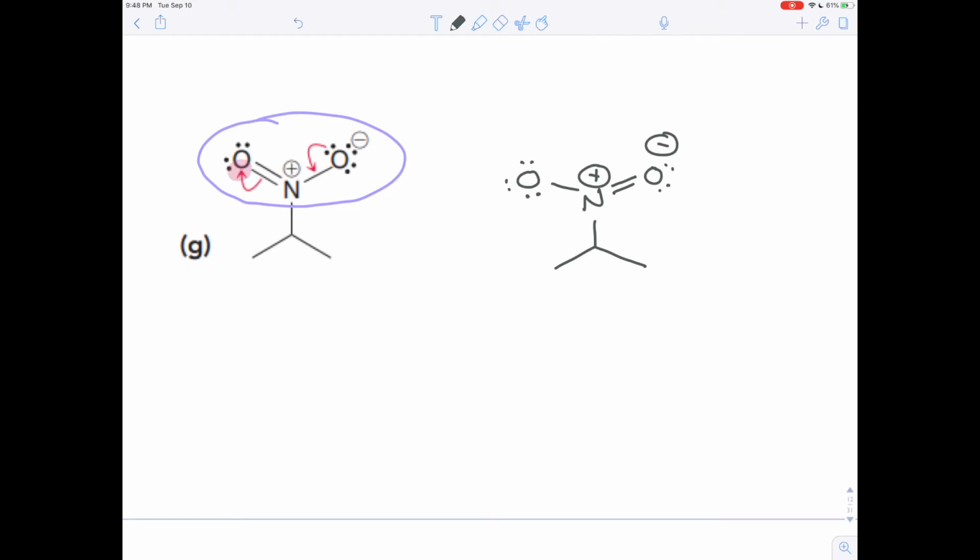Okay, now that we have moved the electrons, let's think about the formal charge. Start with the oxygen on the left. Oxygen's in group 6A minus, we have 6 dots here and 1 line around that oxygen. So that's going to have a negative 1 charge, so negative there.